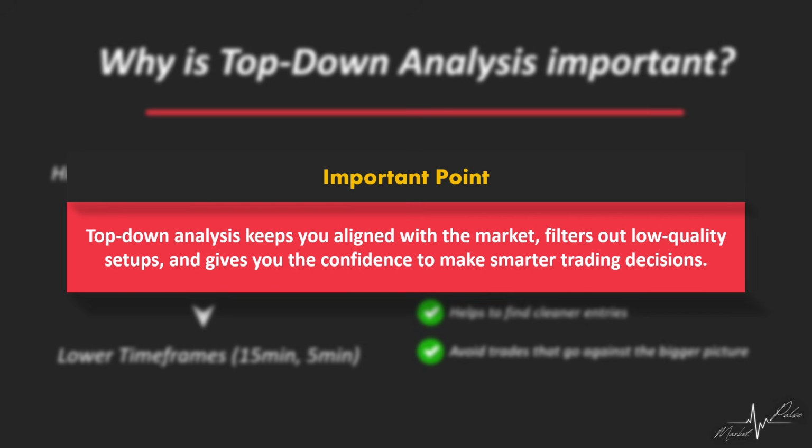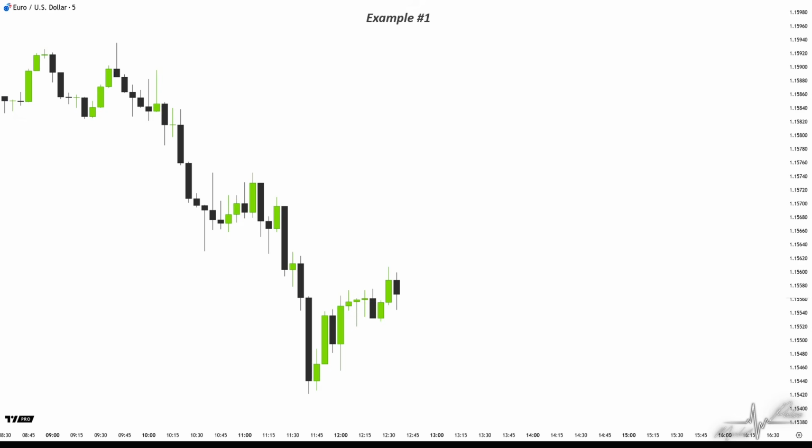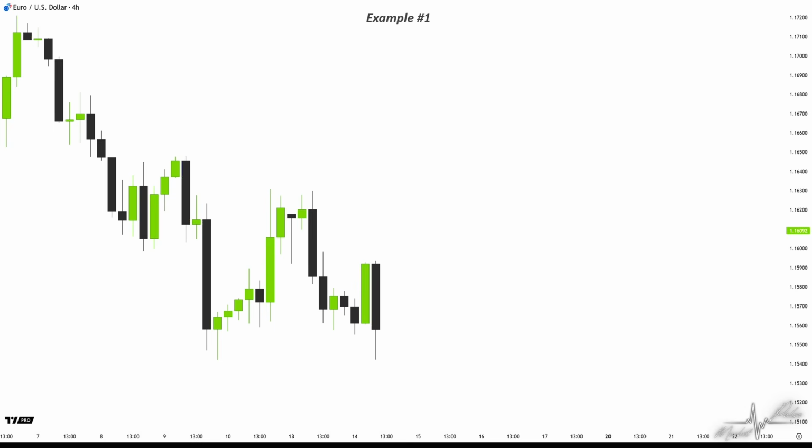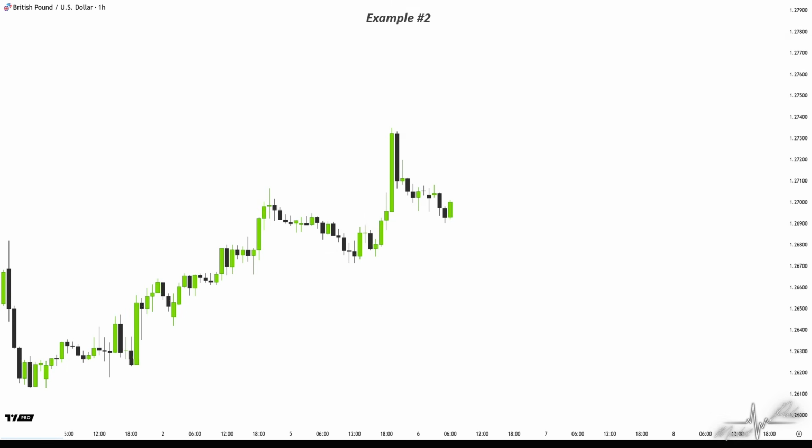For example, here, we have a clear downtrend on the 15-minute chart. Taking a short on a pullback might seem like a great way to follow the trend, but when we zoom out to the 4-hour time frame, we can see that price has reached a key market structure level. That means there's a higher chance of a reaction here, making us question whether the short trade is still a good idea.